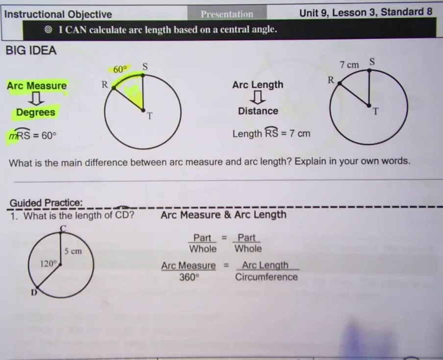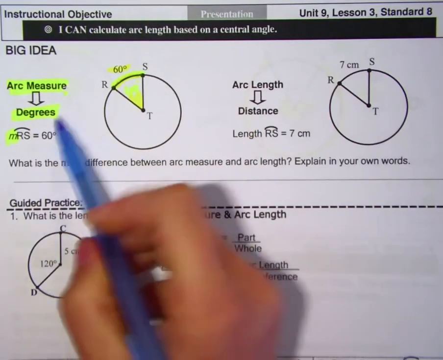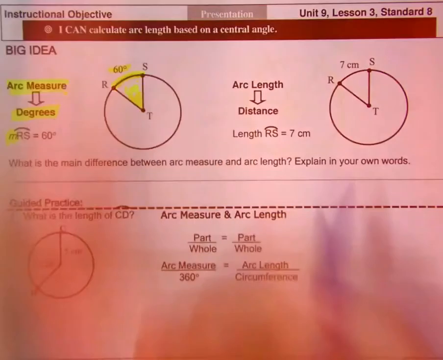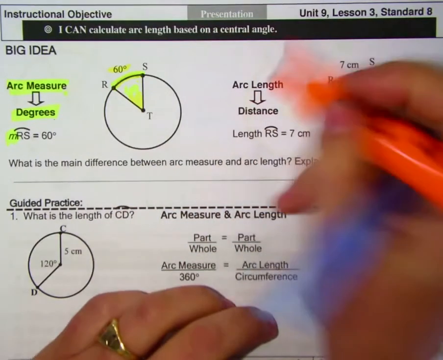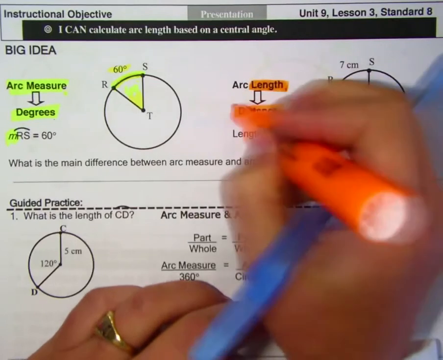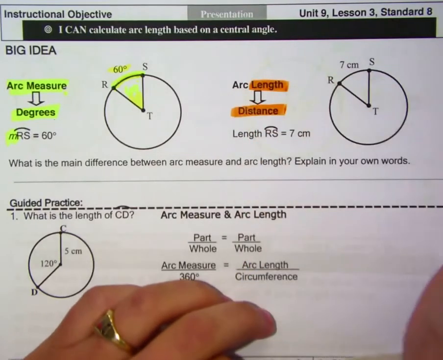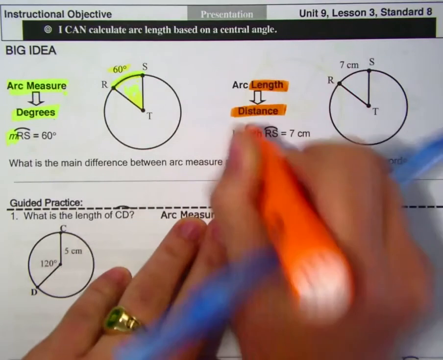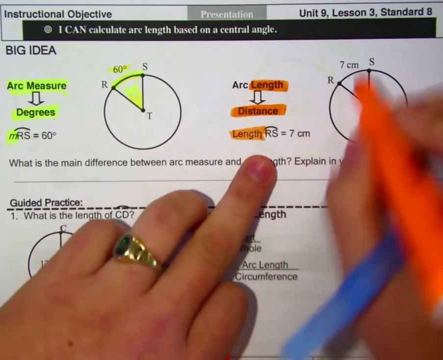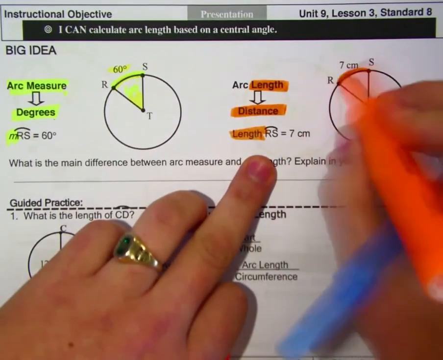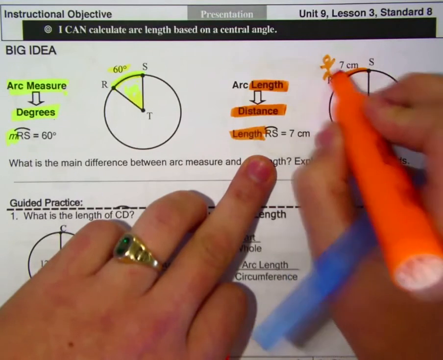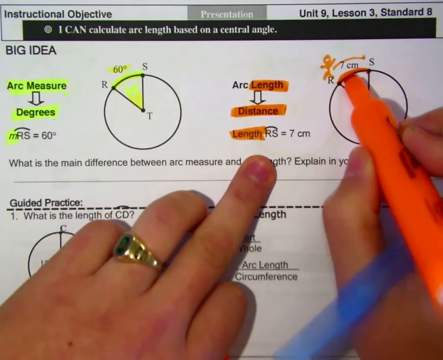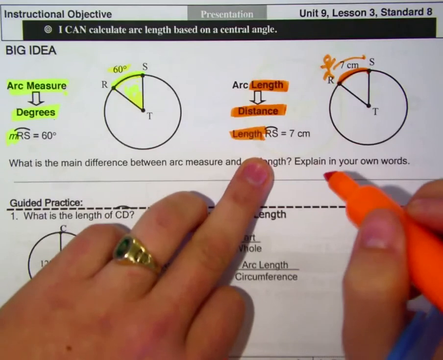So measure always refers to degrees. Arc length, however, is a little bit different. Anytime we talk about length, we're actually talking about a distance. So the length, the distance from one point to the other. So the length of RS is 7 centimeters, which means if you were to walk from here to here along the circle, it would be 7 centimeters.